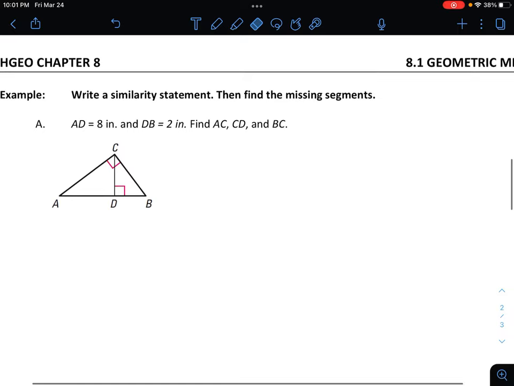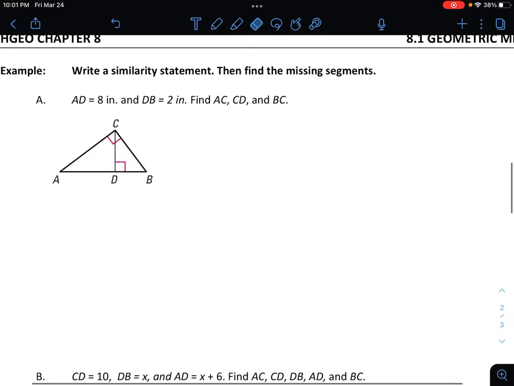Okay. So on the next page, we're really just trying to write these similarity statements and then find the missing segments. If you're getting these wrong and you're not understanding this, and you're not redrawing it, that's where the issue is. So if you have questions on this or need help, but you don't have it redrawn, I'm most likely not going to help you, because the first thing I'm going to say is to draw the picture. And once you draw the picture, you're probably going to know exactly what to do. So just something to think about.